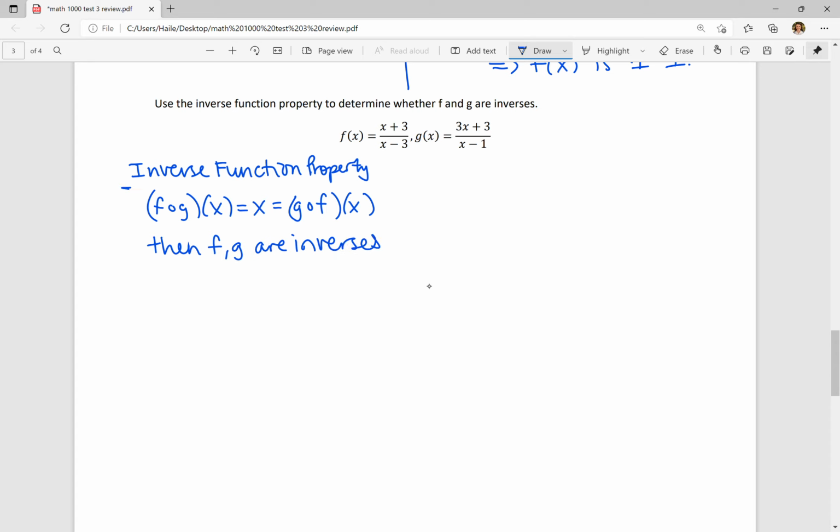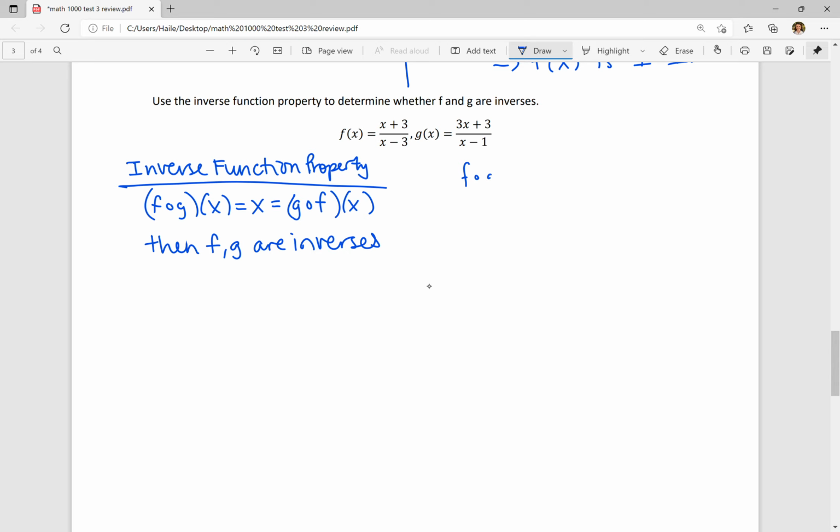Basically, we want to check two composite functions. We want to check f of g and g of f, and if we can simplify them both down to just x, then the two functions are inverses. So let's do that. First we'll find f of g, so we're going to plug g into f. We'll have 3x plus 3 over x minus 1 plus 3, and that's all the top of our fraction. Then we'll have 3x plus 3 over x minus 1 minus 3 on the bottom.